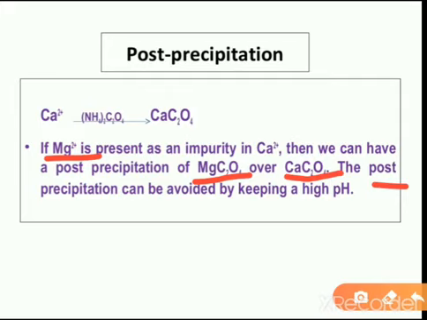So in this reaction, calcium is estimated using oxalate, but if any magnesium is present, it will be precipitated in the solution. Similarly, copper 2 plus or mercury can also be precipitated like this.